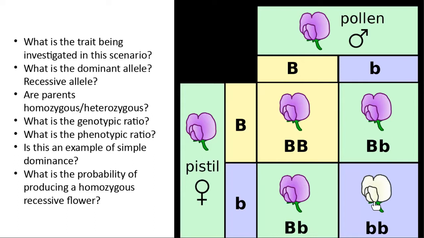Okay, is this an example of simple dominance? That's one of the inheritance patterns. So is this simple dominance, or is this another type that we talked about called incomplete dominance? It's simple. Right, because we don't have an intermediate phenotype. If it has the dominant allele, it's going to have the dominant trait. If it has the recessive allele coupled with another one, it's going to be the recessive. Good. Okay, and then what is the probability or the chance of producing a homozygous recessive flower?